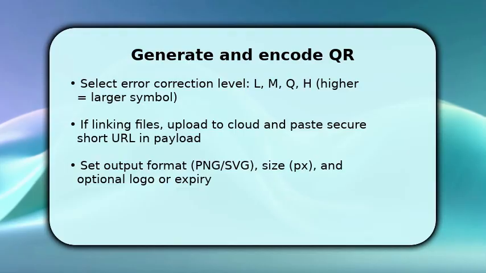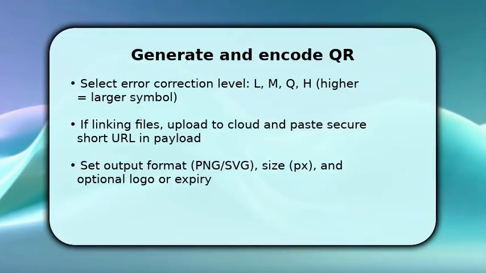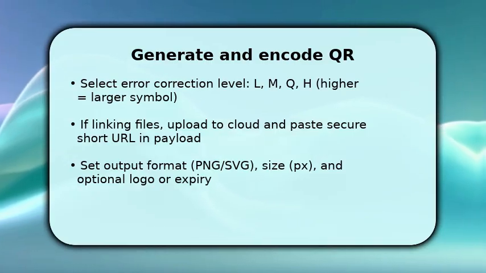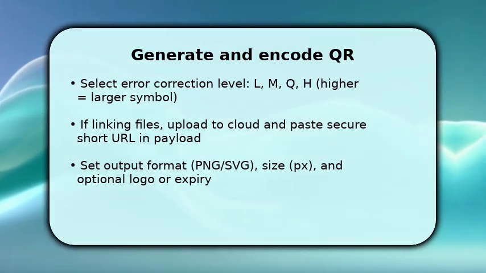You now generate the QR with attention to resilience and size. Pick an error correction level. Higher levels recover more damage but increase symbol complexity. Choose based on expected wear.